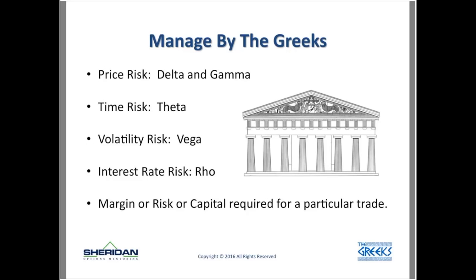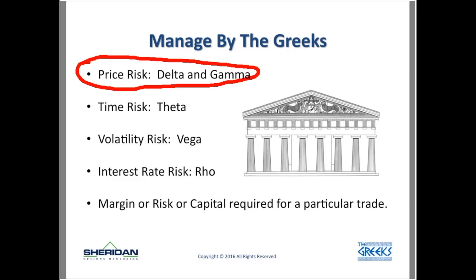And delta, you can look at in terms of stock equivalent. So if your position is short 20 deltas, what does that mean? It means if it goes down $1, you make $20. If it goes up $1, you lose $20. So think of deltas as stock equivalent.